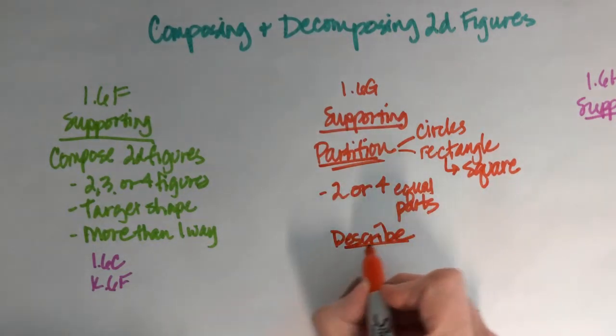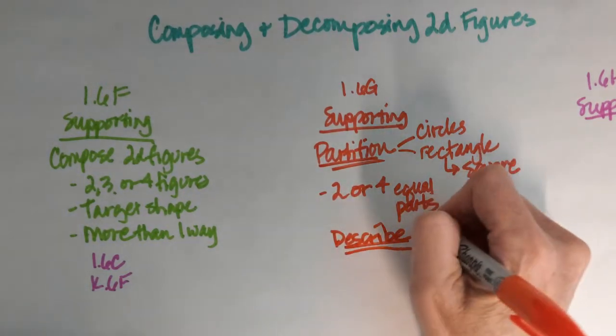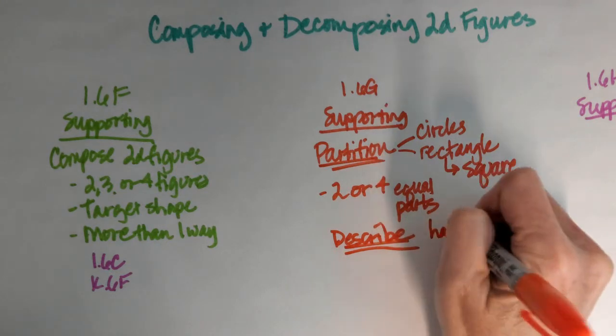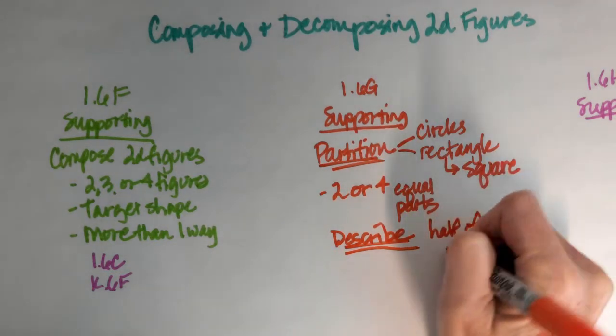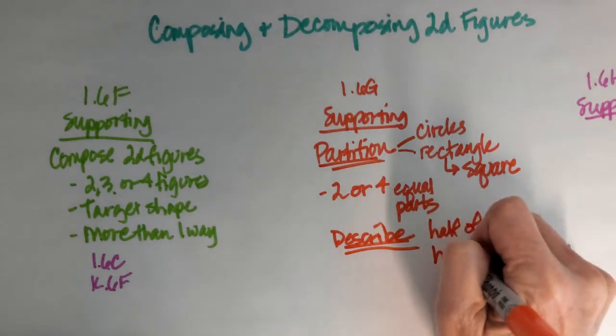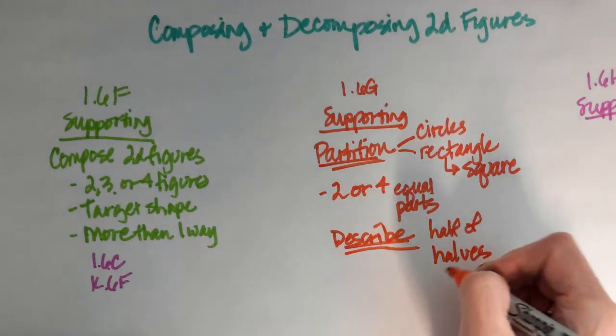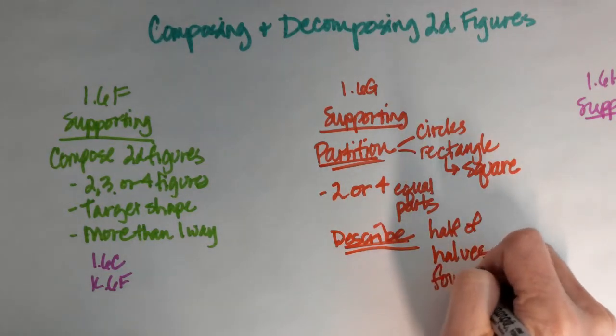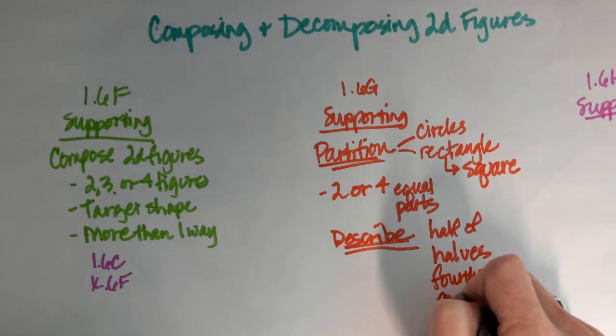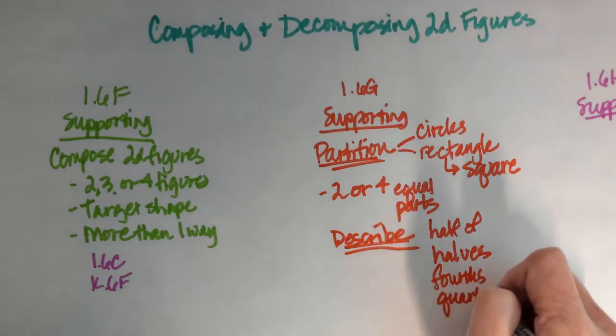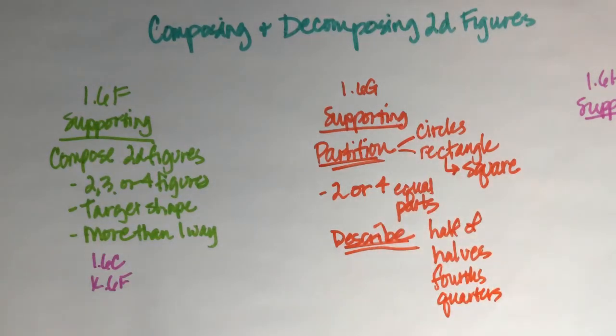And we're required to use the words half, or half of, halves, like 2 halves, fourths, and quarters. So that's a lot in a supporting standard. This is setting up the foundational understanding for students of fair shares and equal parts.